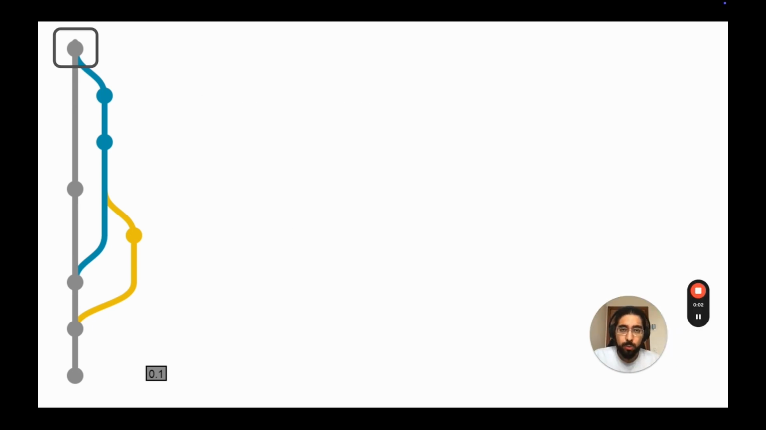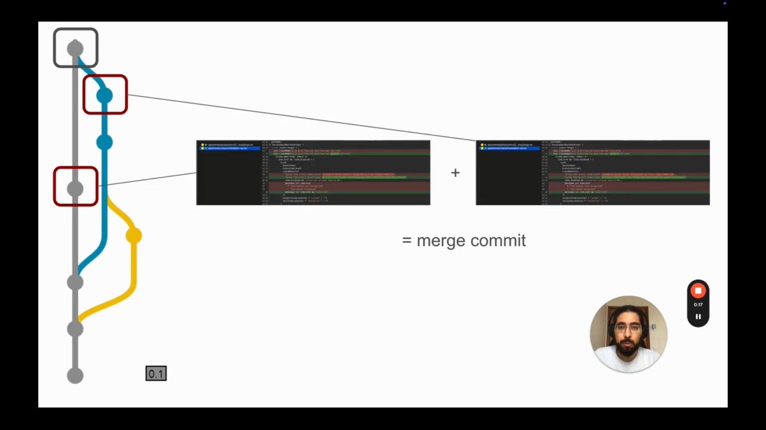But what about commits with two parents? How do they work? Those are merge commits. A merge commit occurs when you combine the change from two different commits into one. Essentially, when you merge two commits, Git calculates the difference between both and integrates them into a new commit, preserving the history from both branches.